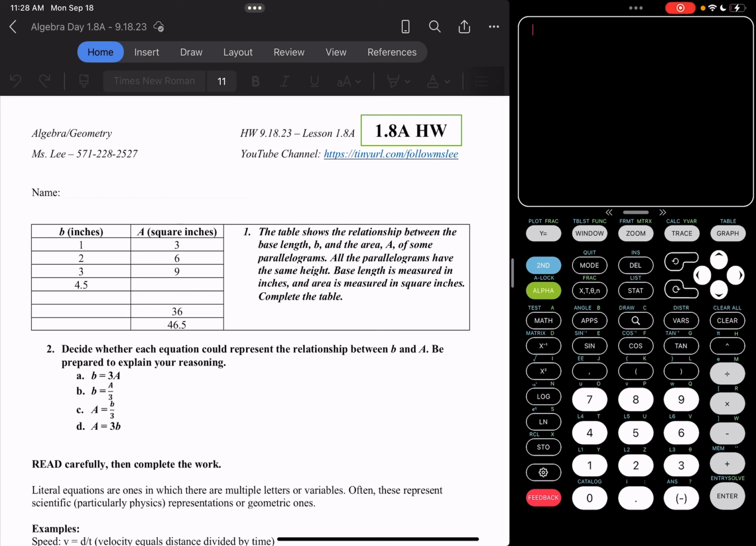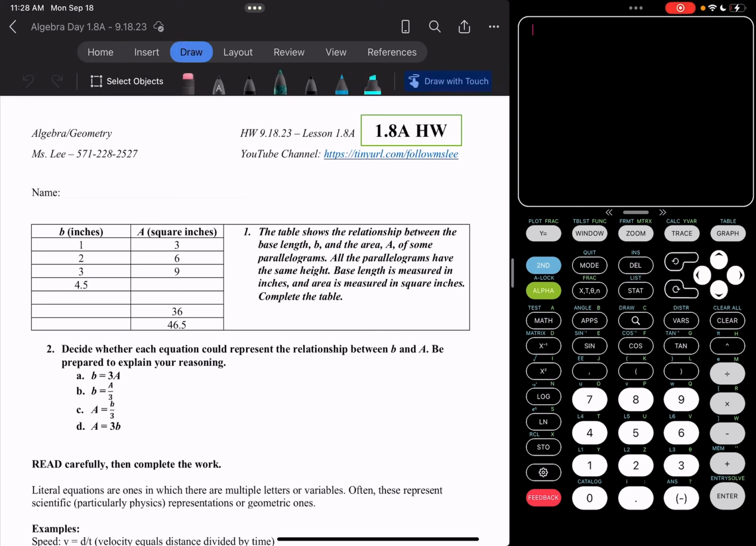So we're starting with this table. The table shows the relationship between the base length and the area A of some parallelograms. All of the parallelograms have the same height. Base length is measured in inches and area is measured in square inches. Complete the table. All right. So what it's asking us to do here is to complete the table.